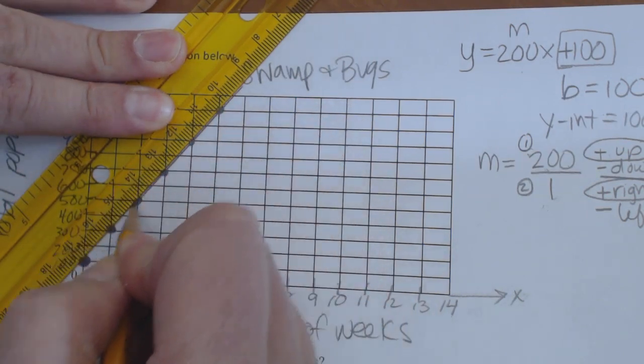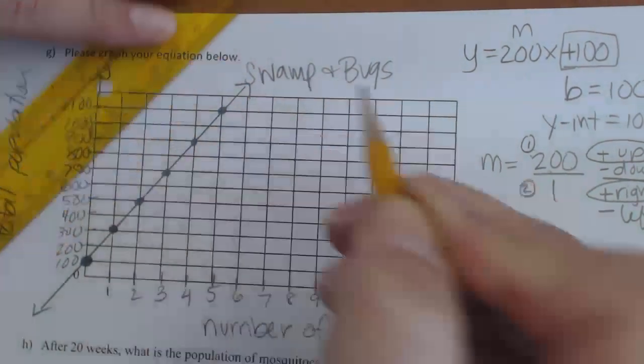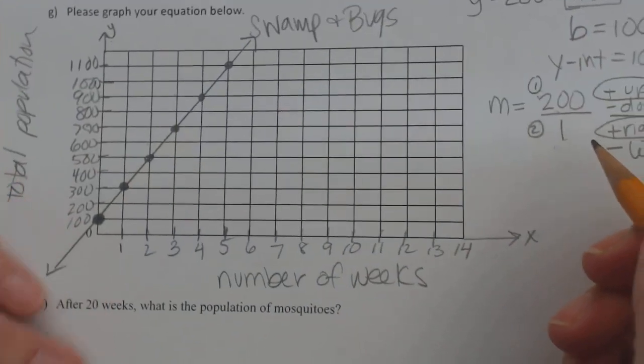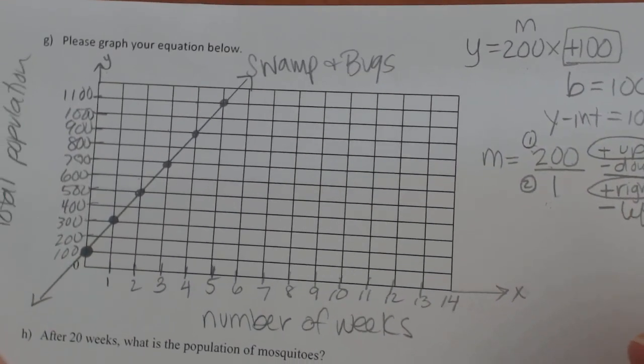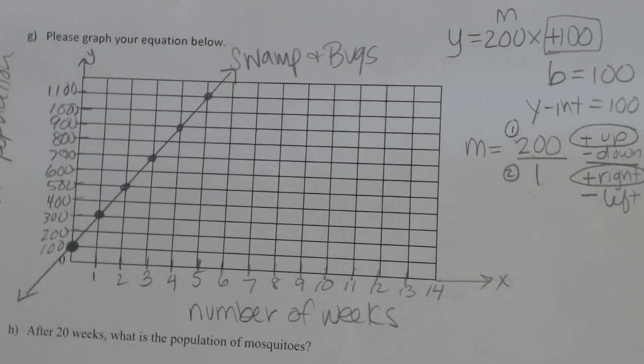And I'm going to connect the points with a nice line. I'm going to throw arrows to show that this line does continue. Sorry, just messed that paper up. Okay. So here is our line.